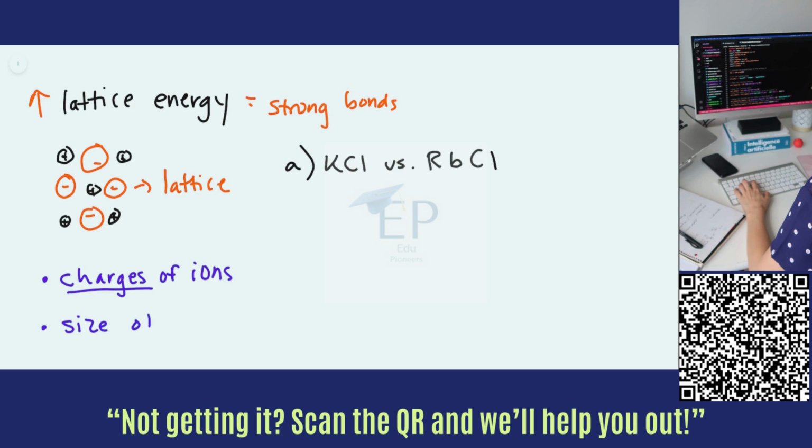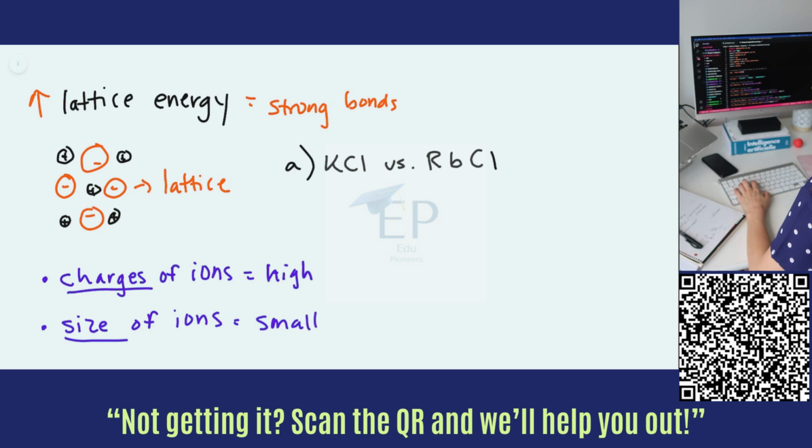You're also, in addition to charges, going to be looking at the size of ions, all right? Now, what you're looking for here is ideally the smaller ions are able to get closer together and therefore create better attractions. So you want high charges and small sizes, better attractions, more lattice energy. All right, so let's look at KCl versus RbCl.